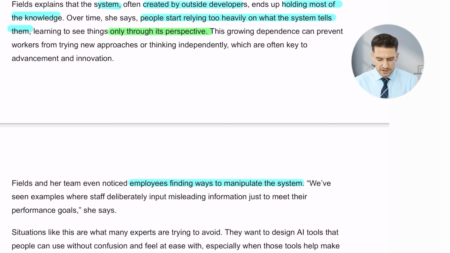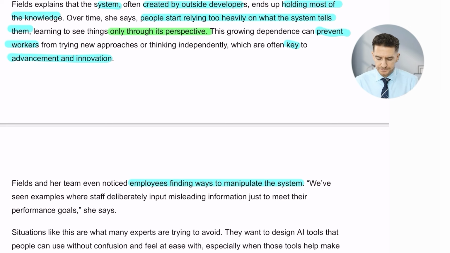So let's start from where the previous answer was located, which is right here. So let's read it together. This growing dependence can prevent workers from trying new approaches or thinking independently, which are often key or important to advancement and innovation. Okay, that sounds sort of like what they said in the summary. So now we know that the answer's probably here. So we need to paraphrase it. We need to explain this in our own words.